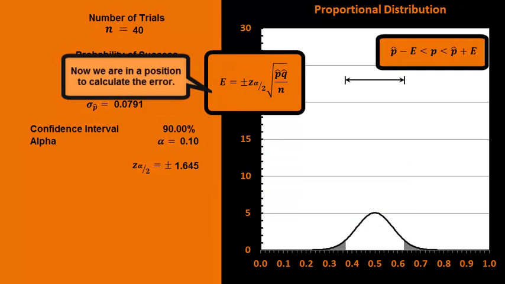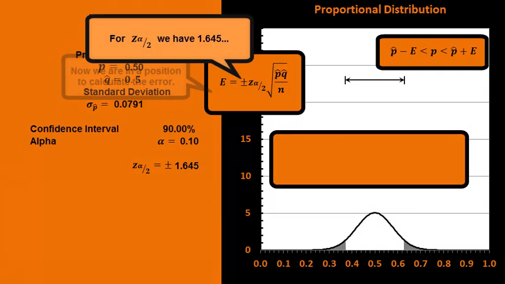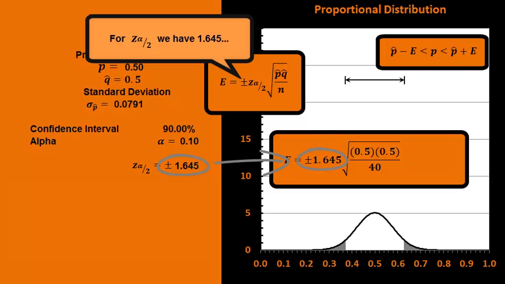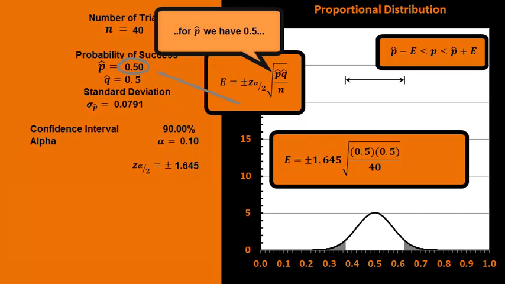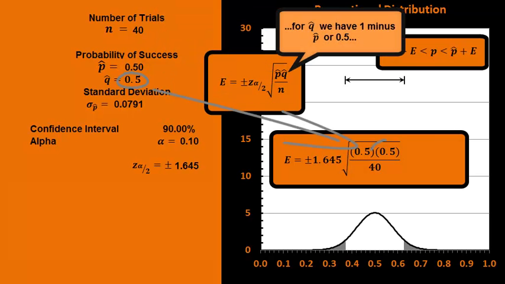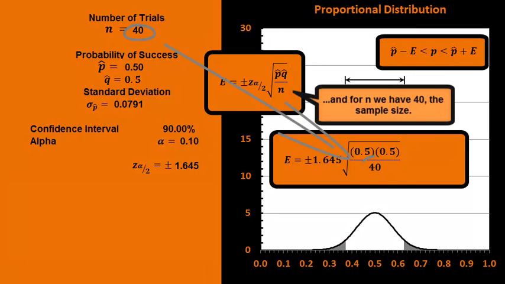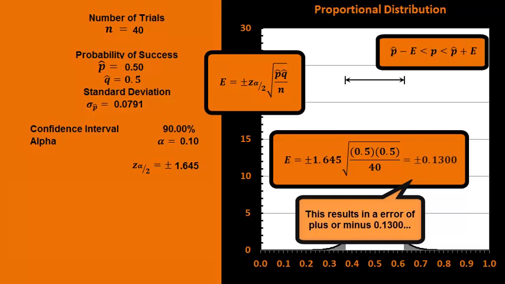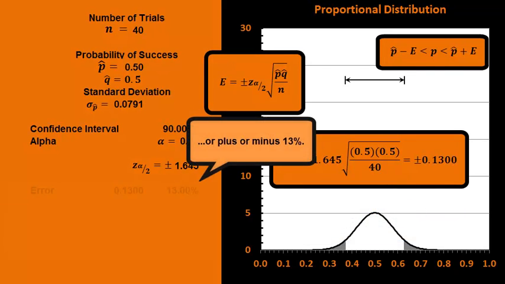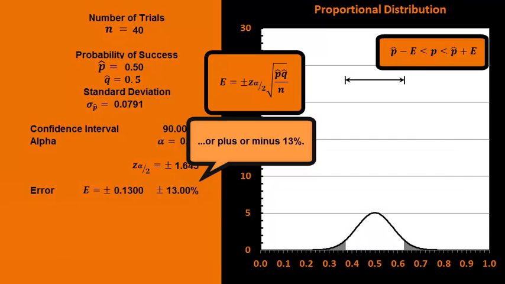Now we are in a position to calculate the error. For z of alpha over 2, we have 1.645. For p caret, we have 0.5. For q caret, we have 1 minus p, or 0.5. And for n, we have 40, the sample size. This results in an error of plus or minus 0.1300, or plus or minus 13%.